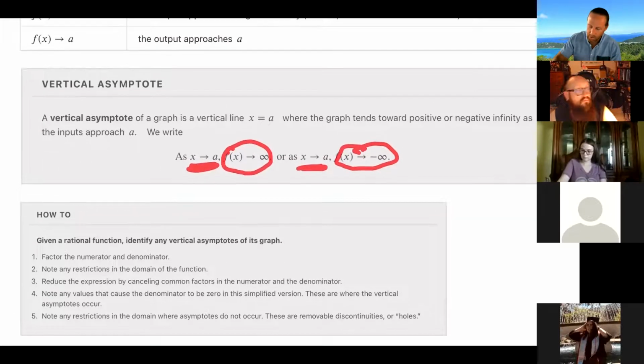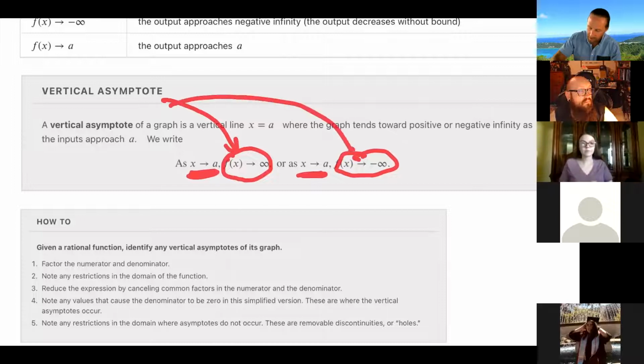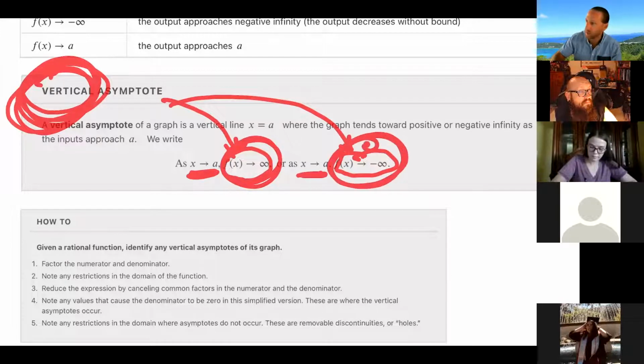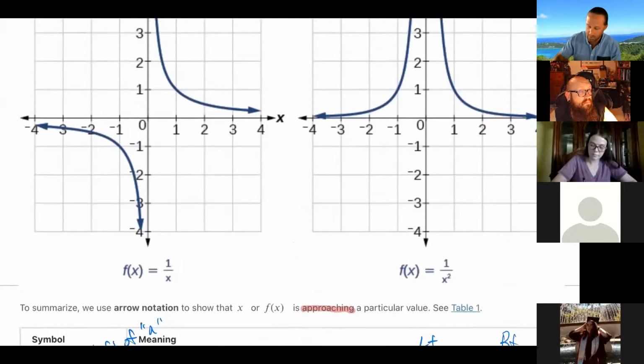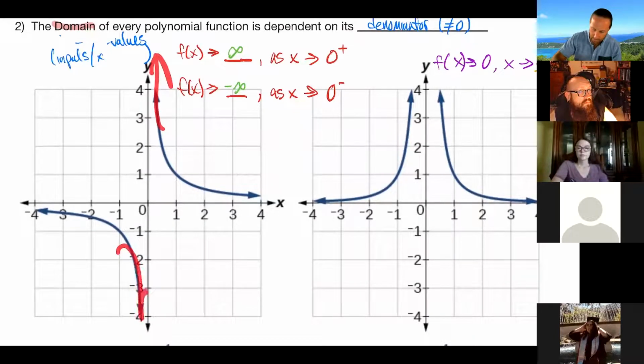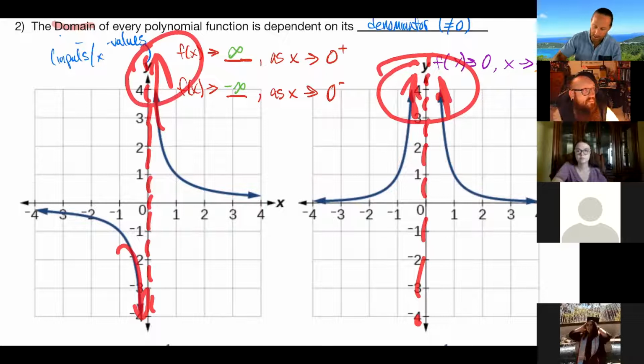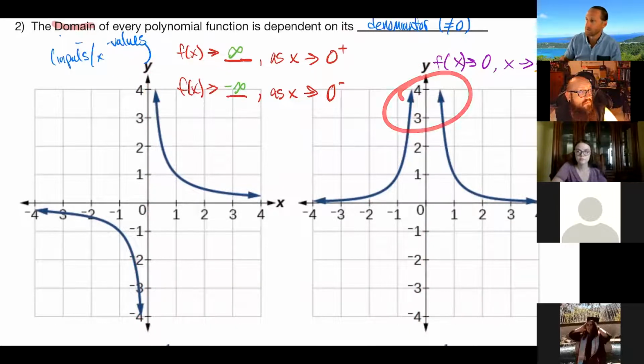Why do vertical asymptotes always approach positive or negative infinity? They're vertical. That means they go up and down, right? And if they're going up and down, that means our y is going to approach positive or negative infinity from either the right, the left of some number, or both sides of some number. It just depends on the graph. But notice it's approaching either positive infinity or negative infinity from one side or the other, or even both sometimes.